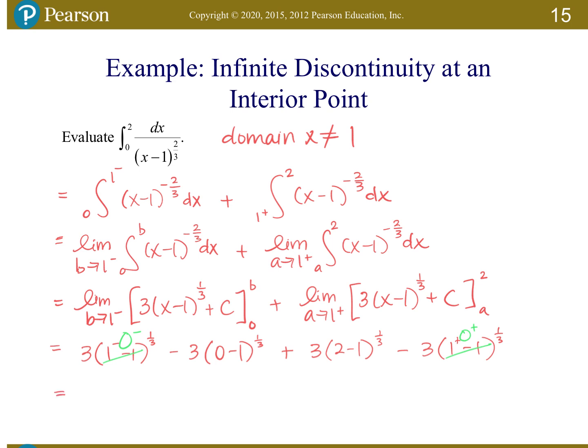So we'll have 0 minus 3 times, and then the cube root of a negative number is still a negative number, so that's 0 minus 3 times negative 1. And then plus 3 times 1, and then minus 0 again at the end. So we end up with 6.